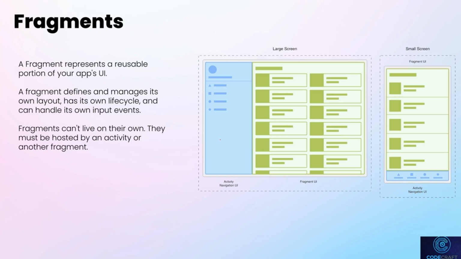Also, you can combine multiple fragments within a single activity to create complex user interfaces. For example, on the tablet, you have two fragments side by side. This is the first fragment and this is the second fragment, providing a multi-pane layout, whereas on a phone, you may stack them vertically, like this, in this case a single pane layout.